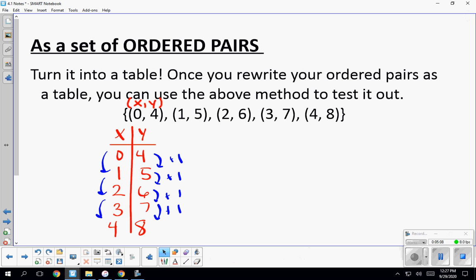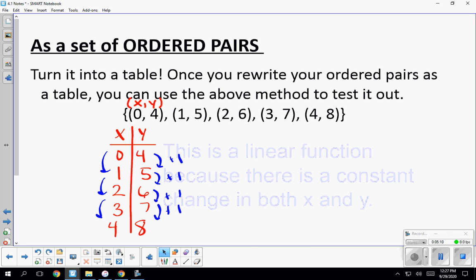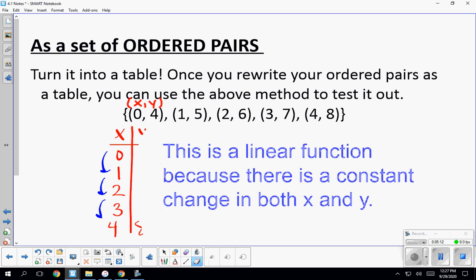And if it's a question and we're asked to answer with a sentence, here we would say this is linear because there's a constant change in both x and y.